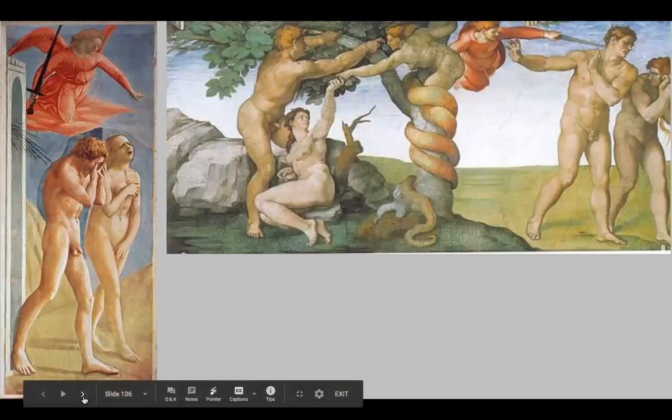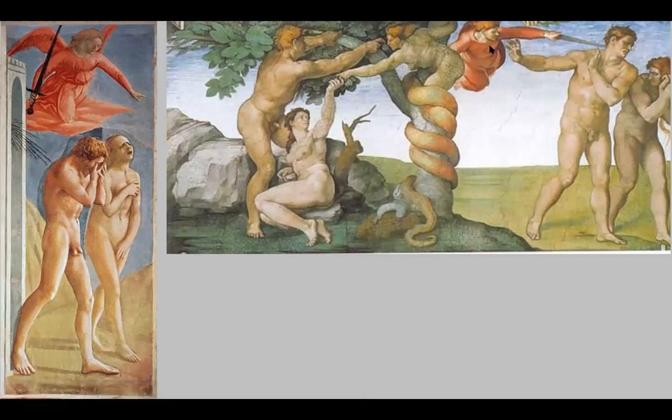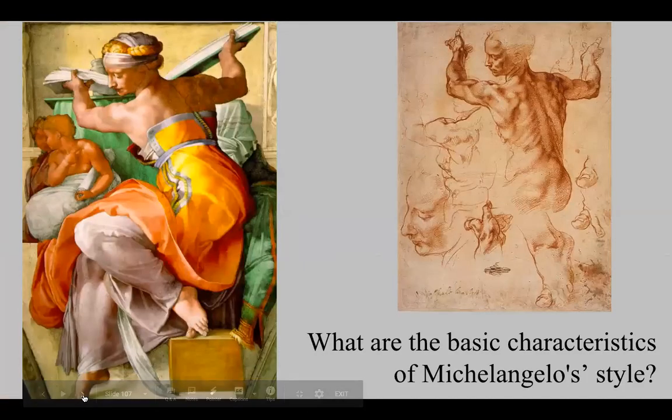Right? So this is his rendition of the Expulsion from Eden, and you can see this is Masaccio on the left, and you can see how he paid homage to Masaccio in his version of it, right?